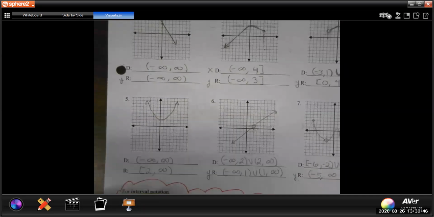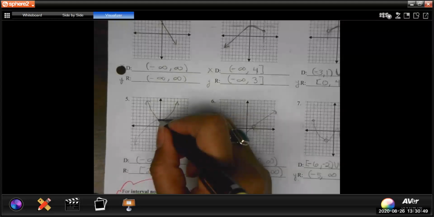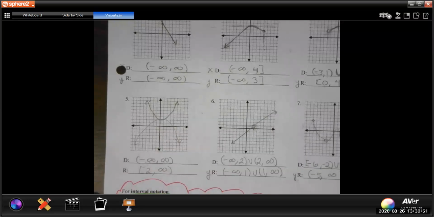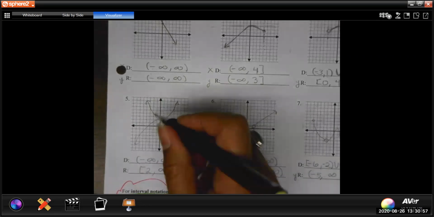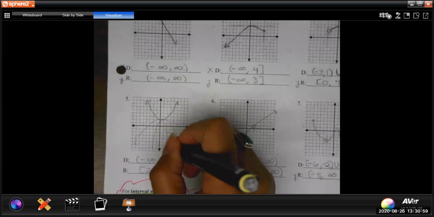Now, don't draw this on your paper, but what if the graph was opening downward? Would it matter? No, because it's still going left forever, right forever, so that would still be your domain. What if your parabola was really skinny? Would that matter?